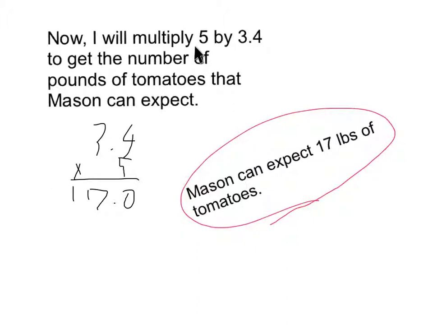Now I will multiply 5 by 3.4 to get the number of pounds of tomatoes that Mason can expect. 3.4 times 5 equals about 17. Mason can expect 17 pounds of tomatoes.